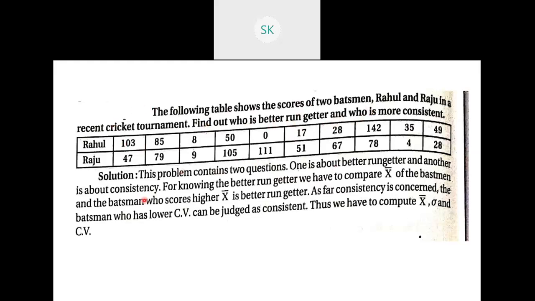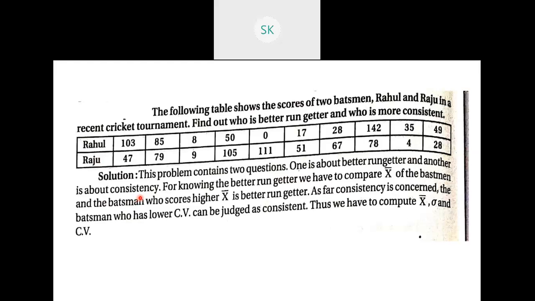Now coming to the solution, this problem contains two questions. So what are the two questions? One is who is the better run getter? So you have to analyze whether Rahul or Raju is the better run getter. And another is about consistency. So they're asking who is more consistent.